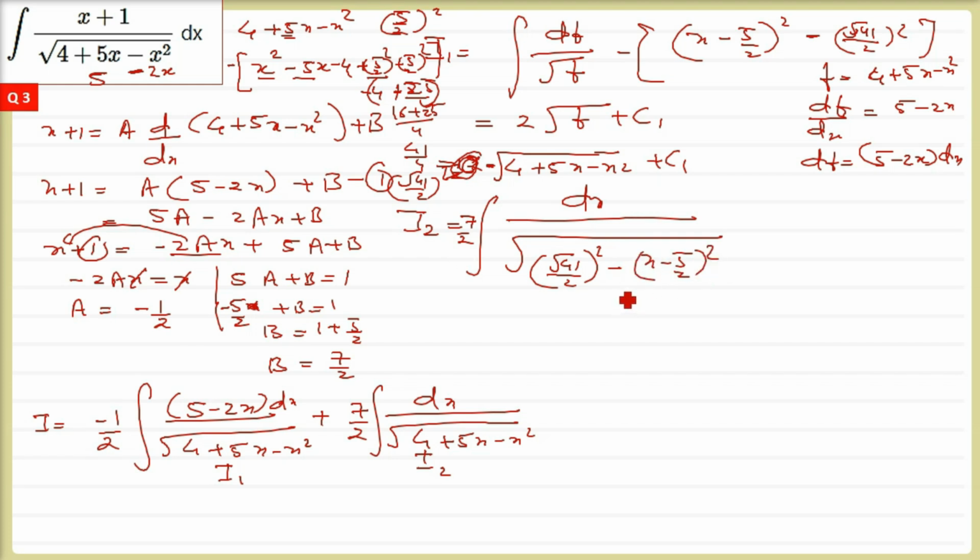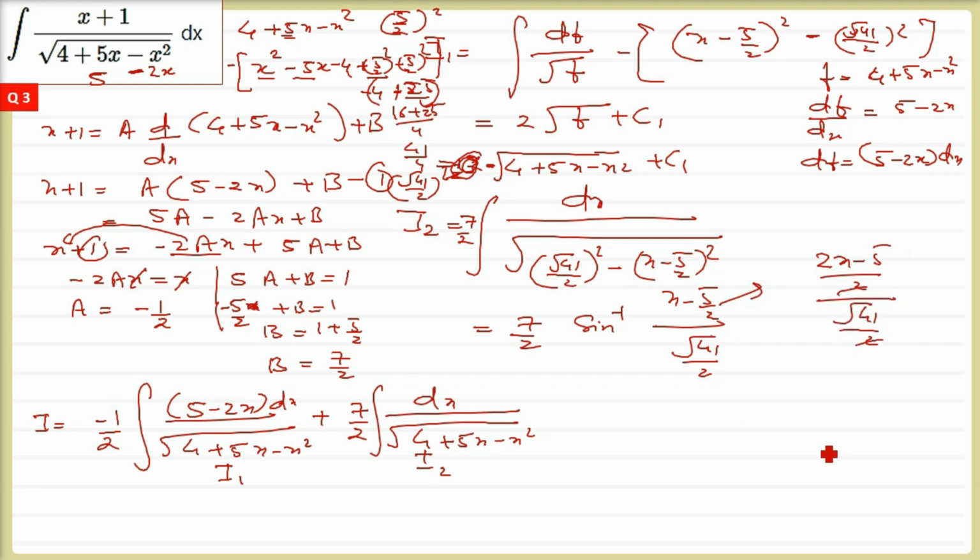Now you already know the integration of this one. This is simply the integration of dx by under root a square minus x square. It's a square minus x square. So it will be 7 by 2 sin inverse of x minus 5 by 2 divided by under root 41 by 2. Let's resolve this: 2x minus 5 by 2, and under root 41 by 2. The 2 gets cancelled.